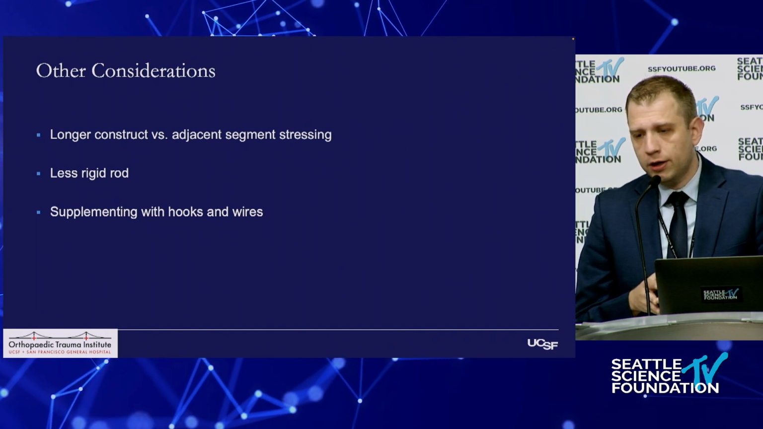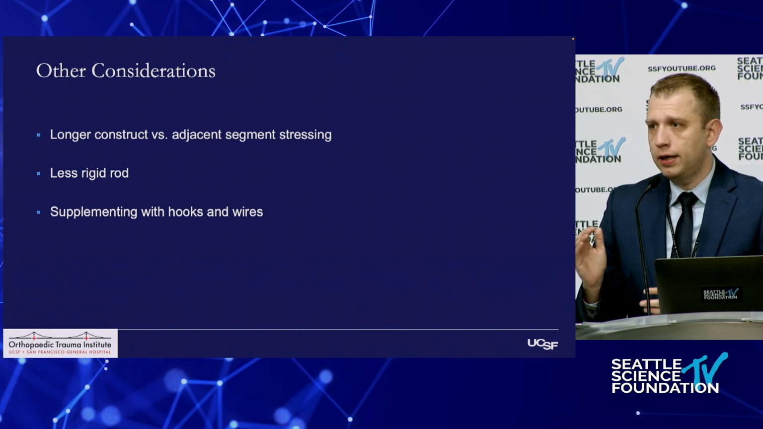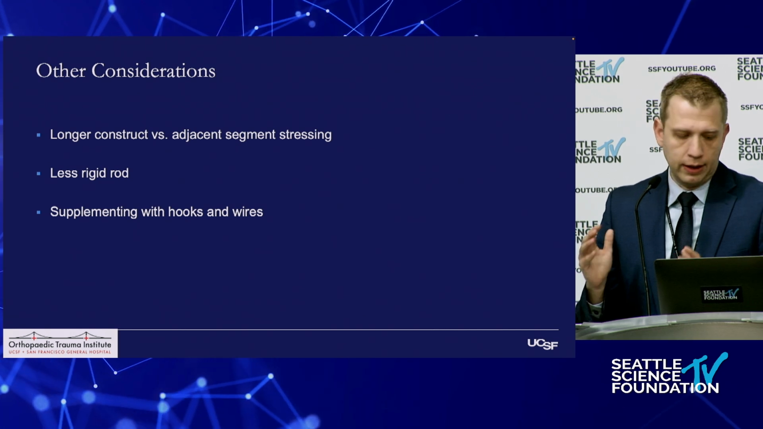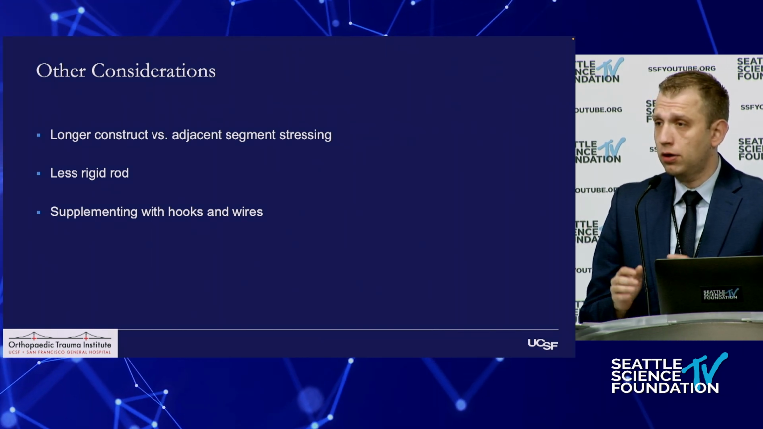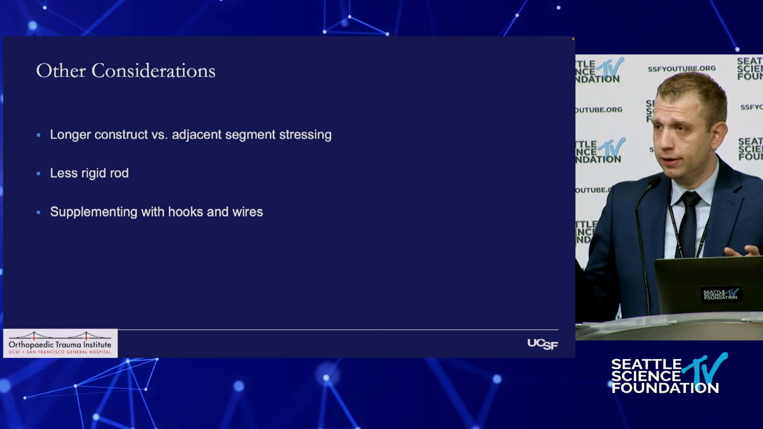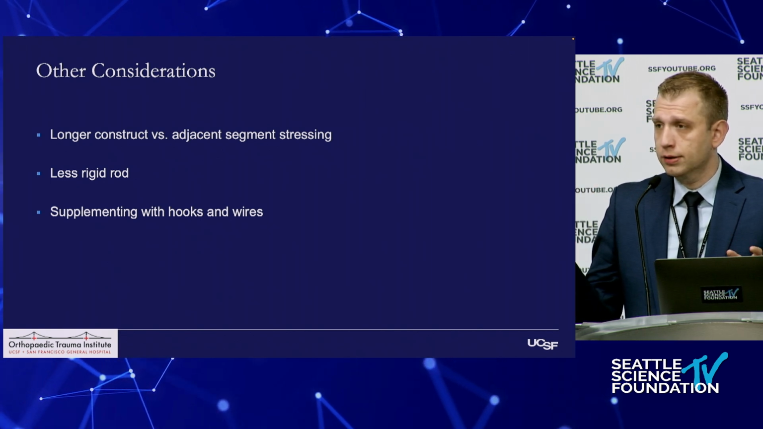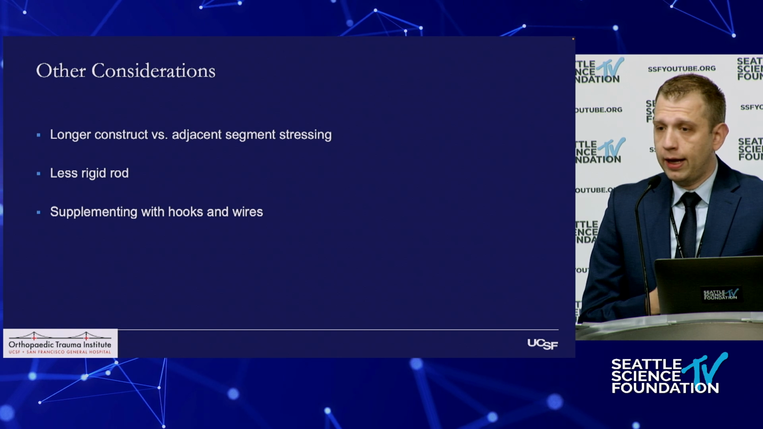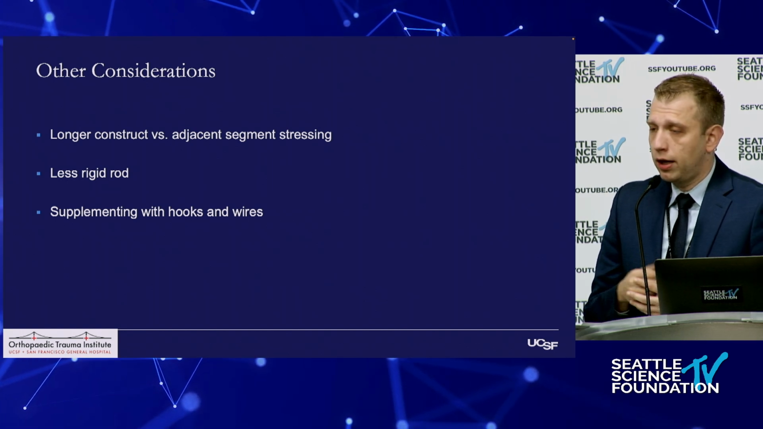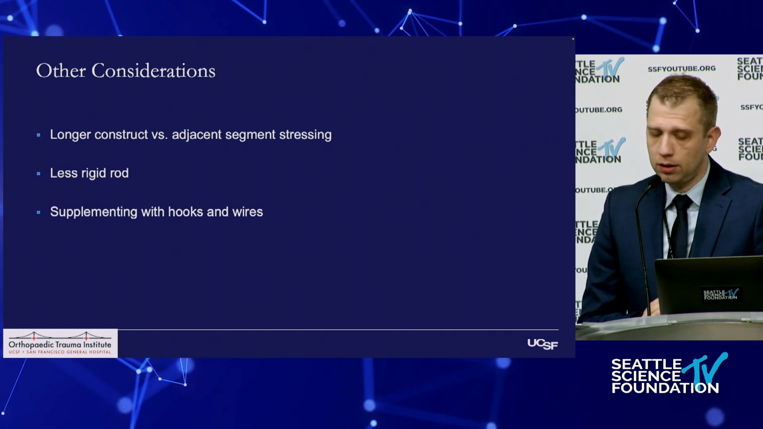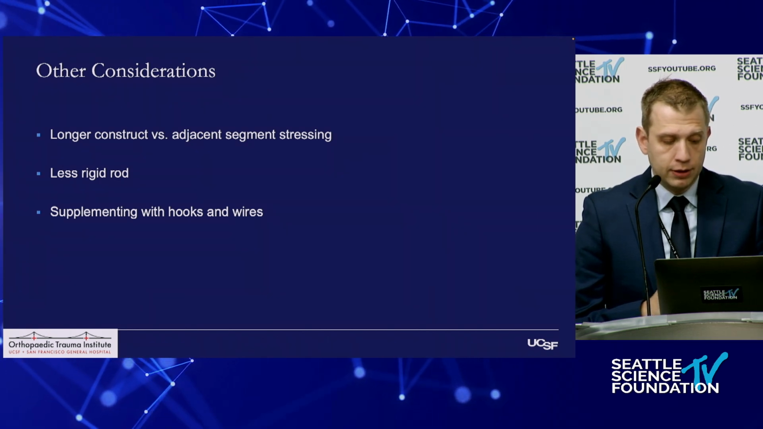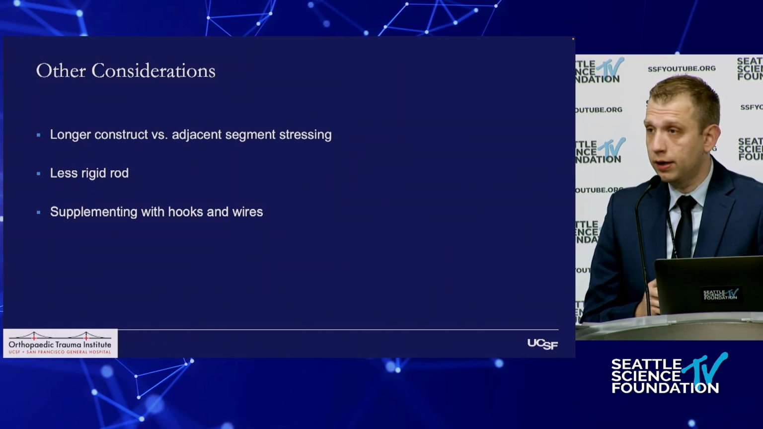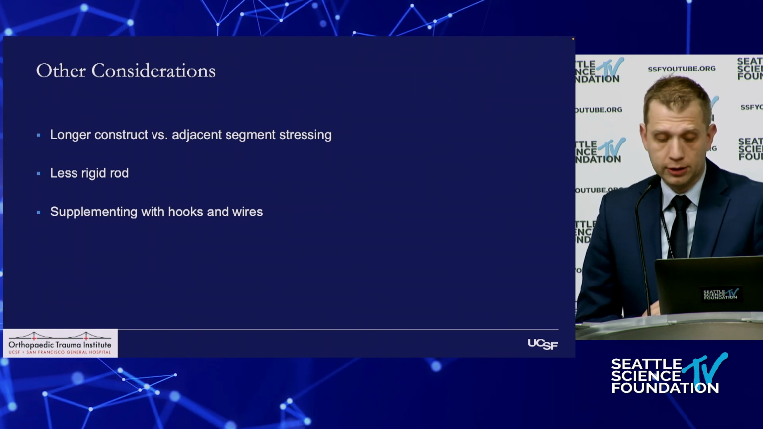In osteoporotic constructs, I actually tend to use a lesser rod. I use titanium. I will not use cobalt chrome because that causes a larger mismatch between the bone and the construct, and that will induce a higher level of screw pull-out. And then there are other options such as supplementing the construct with hooks and wires to get extra fixation.